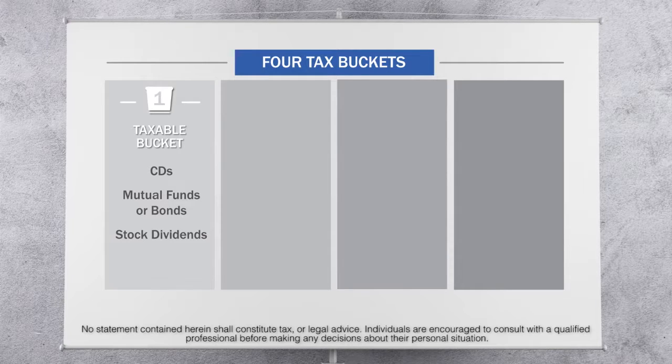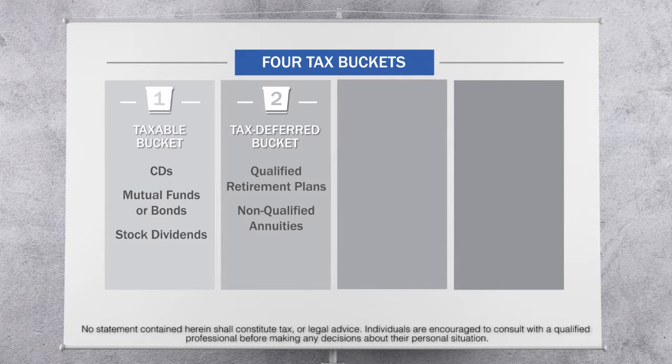The second bucket is your tax deferred bucket. Generally speaking, there are 3 primary vehicles that fall into the tax deferred bucket. Qualified retirement plans, that's your 401k, 403bs, 457s, and IRAs. Non-qualified annuities also fall into this bucket, as well as savings bonds. Those are all tax deferred, so those are in that bucket.